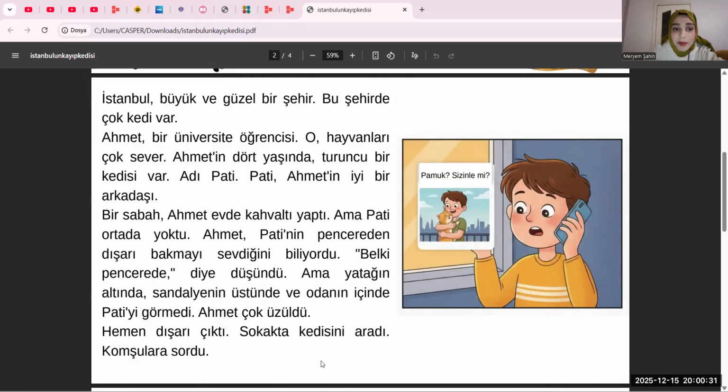İstanbul büyük means big, ve and, güzel, pretty, good, beautiful. You can use all of these three words. Nice also. Let's say nice. Bir şehir, a city. Istanbul is a big and nice city. Bu şehirde, bu means this. Anyways, later I'm gonna say. Bu şehirde, şehir, we just learned what şehir means. City. De. This means at.